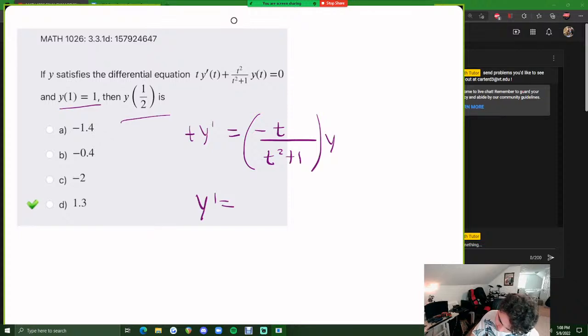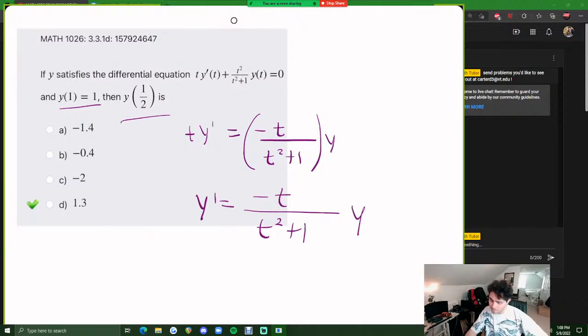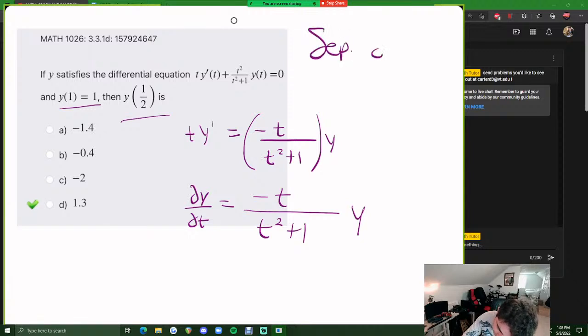So we can get rid of this, and we have, really, I should have written this over here, t squared plus 1 and then times y. All right. So now we have y prime by itself. Y prime is equivalent to dy over dt, which I would also recommend rewriting the y prime as in this case, because we want to use the method known as separation of variables.